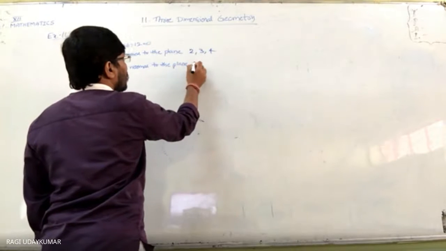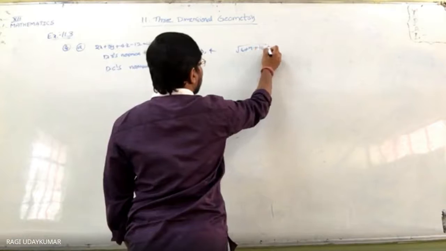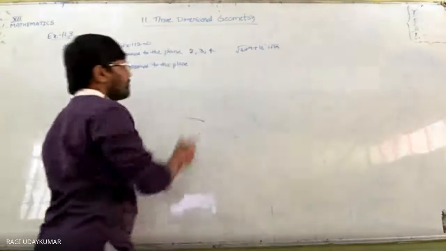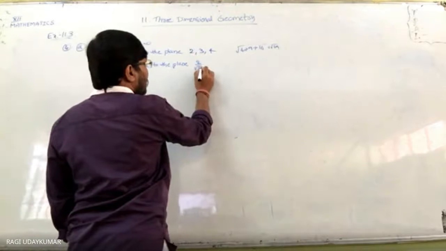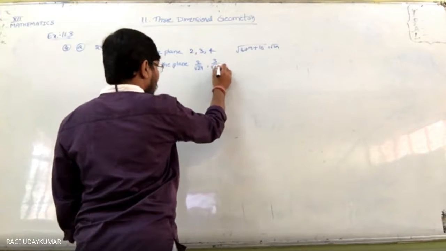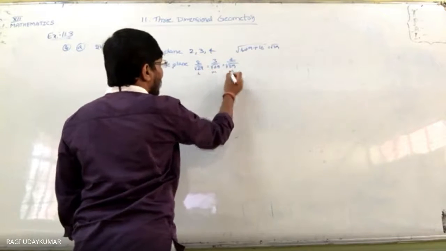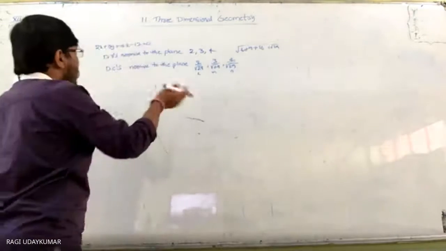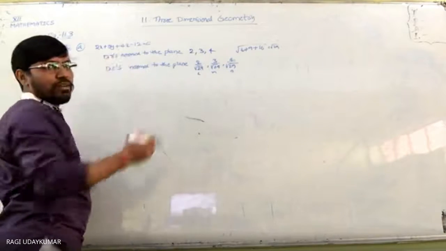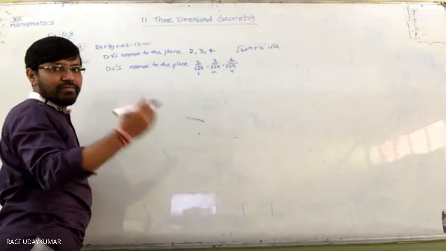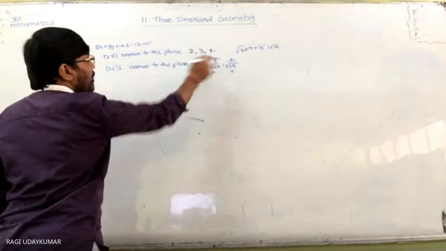इसका अंडर रूट फाइंड करो. 4 plus 9 plus 16, under root of 29. So what you can get? 2 by under root of 29, 3 by under root of 29, 4 by under root of 29. This is l, m, n. Then you write the equation. What to do here? You write this equation into the form of lx plus my plus nz is equals to d. So divide it completely by root 29.